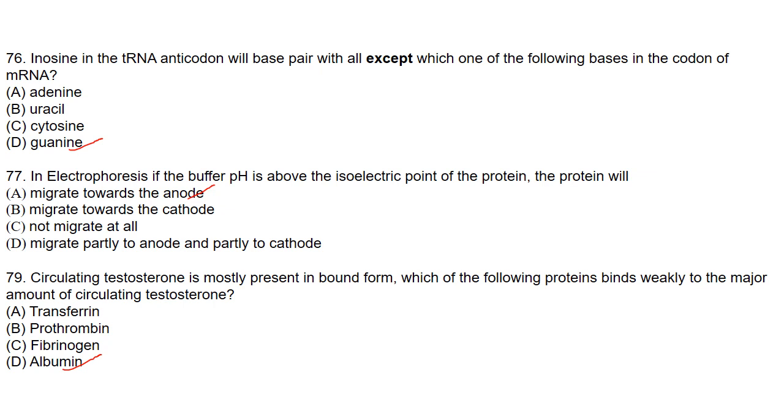Circulating testosterone is mostly present in bound form. Which of the following proteins bind weakly to the major amount of circulating testosterone? So it is albumin. Answer is option D.